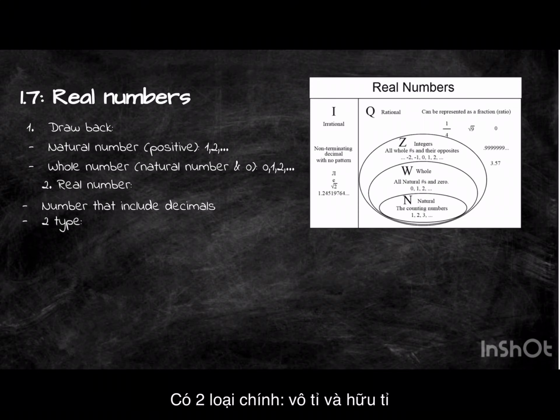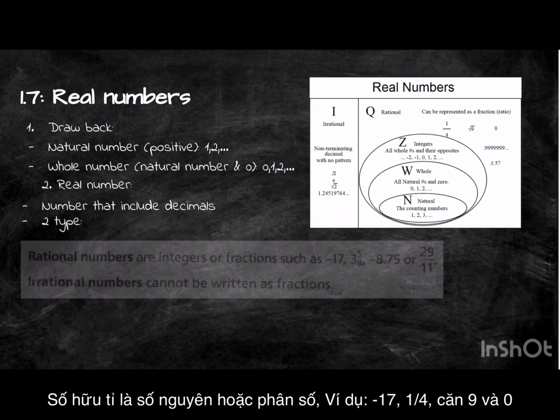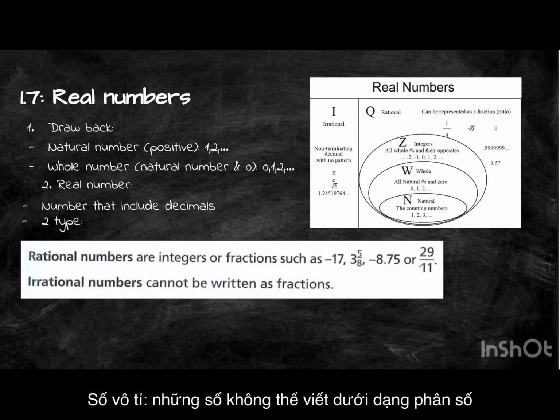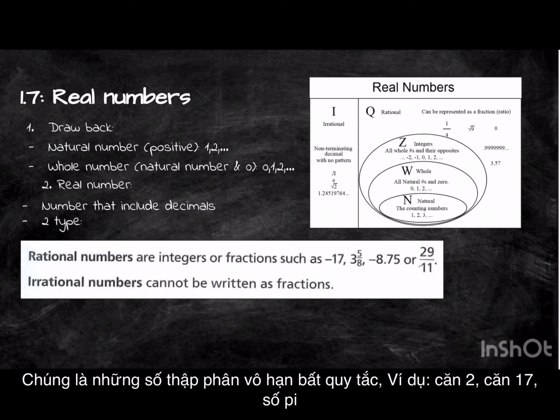The real numbers are split into two main types, which are the irrational and the rational numbers. The rational numbers are the integers or fractions. We have examples such as minus 17, 1/4, square root of 9, 0. Secondly, we have the irrational numbers, which cannot be written as a fraction. They are the non-terminating decimals with no pattern. For example, we have square root of 2, square root of 17, and pi.